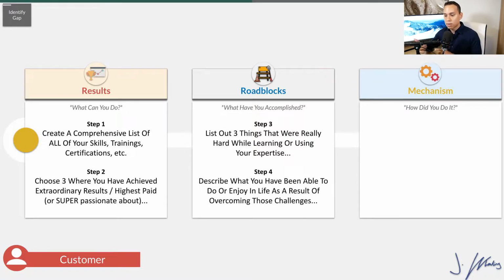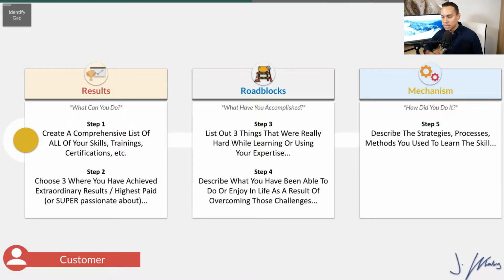Because if you had those problems learning or implementing or trying, then definitely other people have as well. And they're trying to bridge that gap and enjoy those same results and benefits that you've already enjoyed by achieving what you've achieved. Now, the last 2 steps is to just describe the strategies and processes and methods that allowed you to overcome those roadblocks where other people have not.